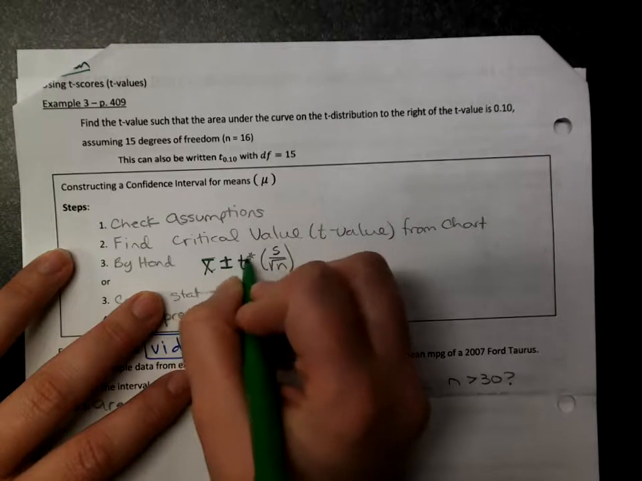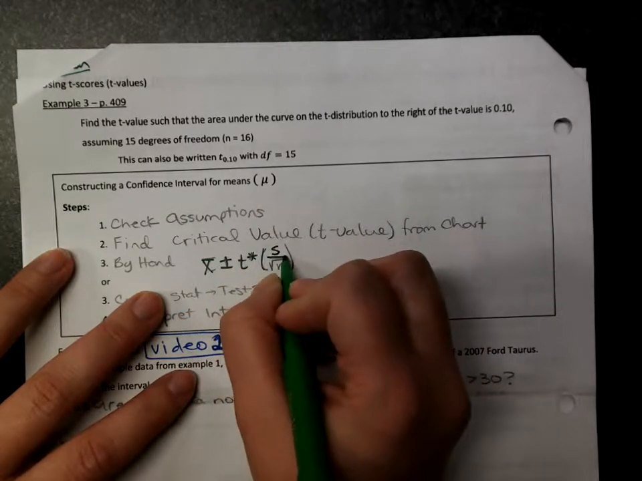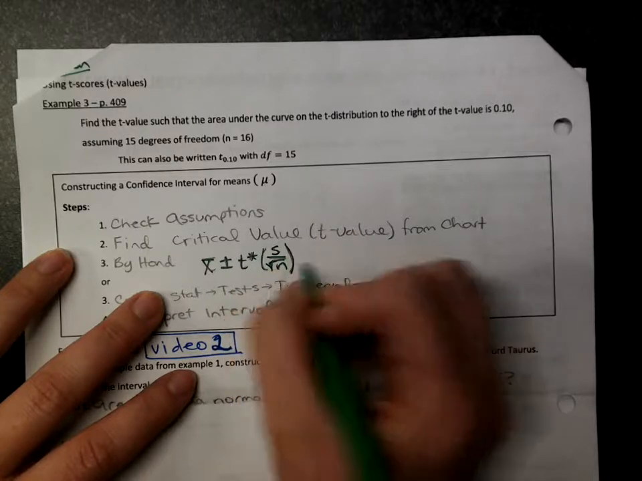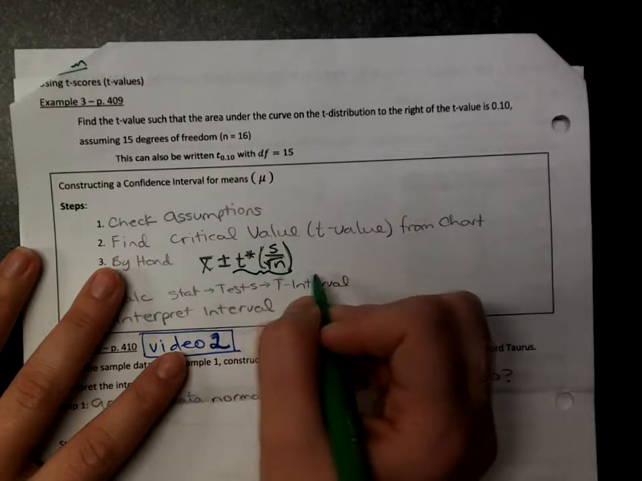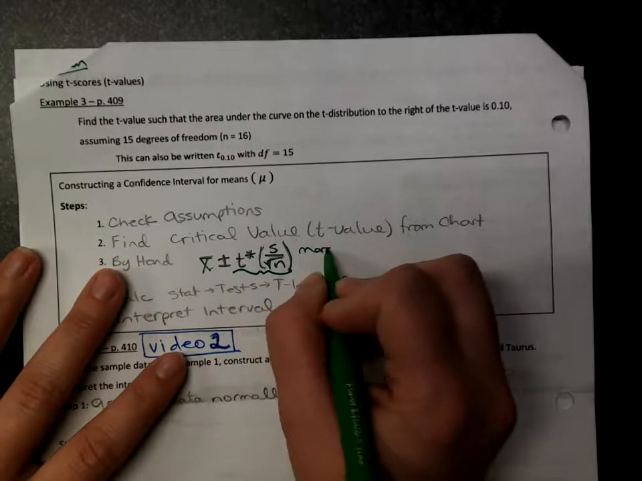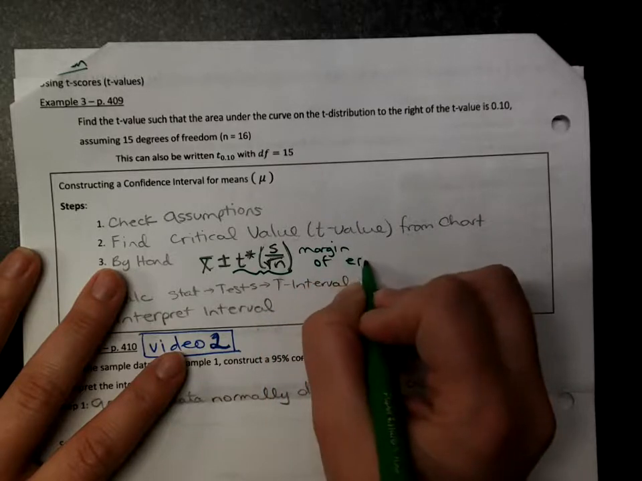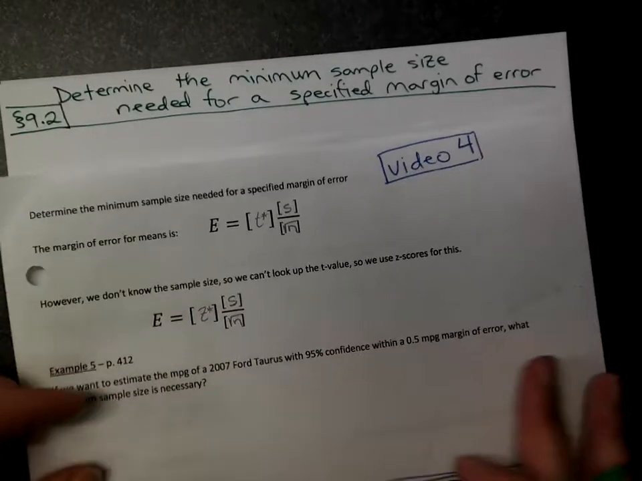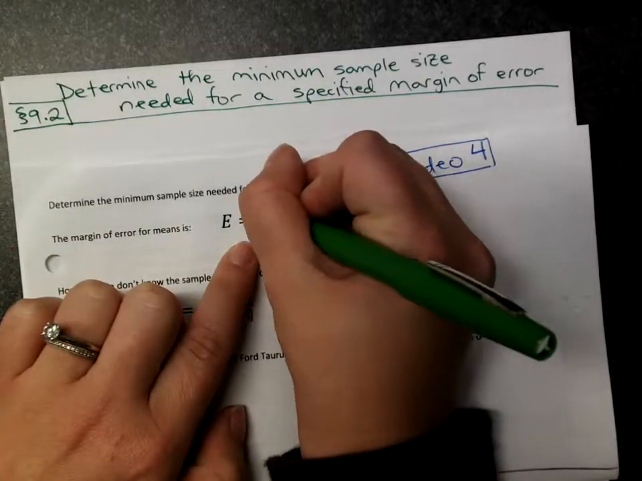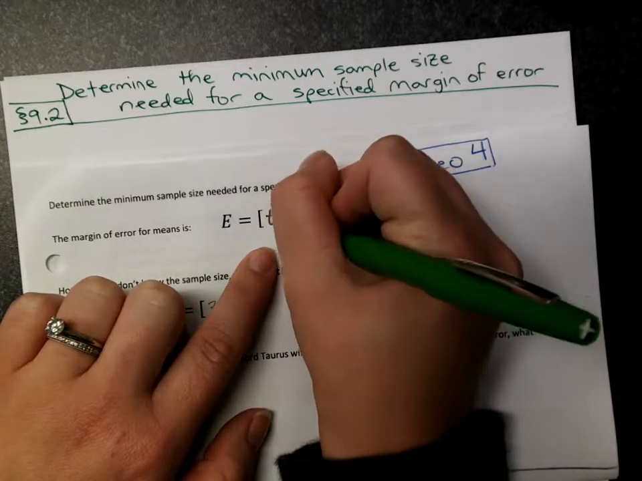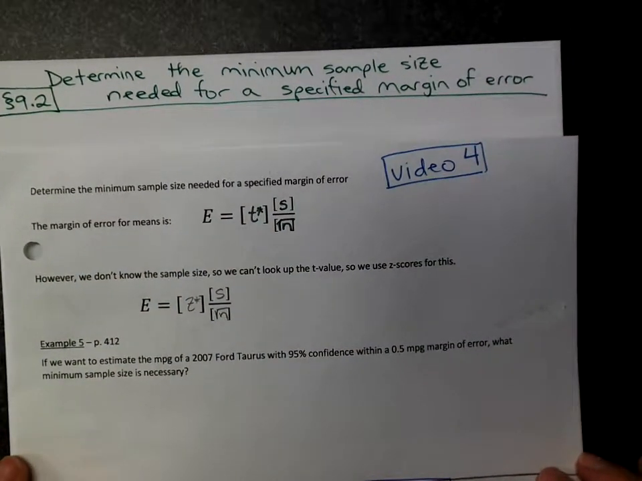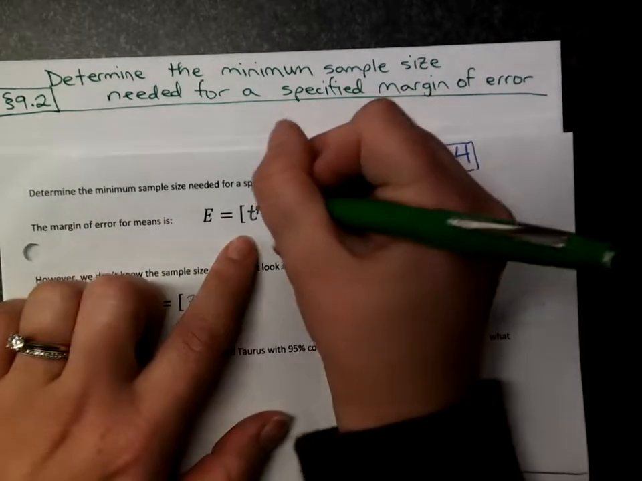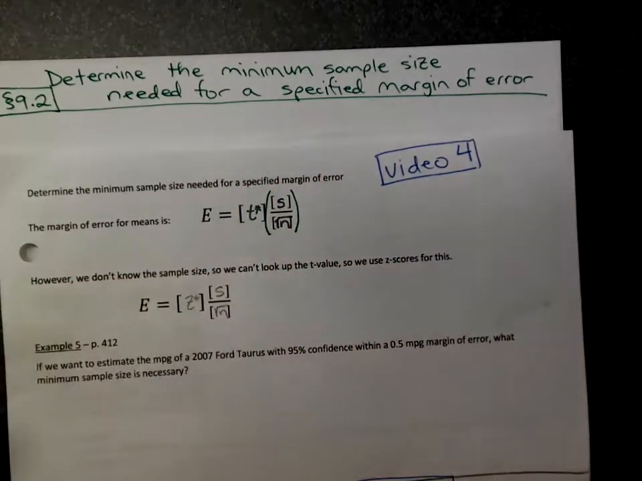bar plus or minus the critical value times the standard deviation over the square root of the sample size. And the margin of error part is the second part, the plus or minus. That is your margin of error. So the margin of error for means is the critical value t star times s over the square root of n. I like to put this part in parentheses so I can see it better.